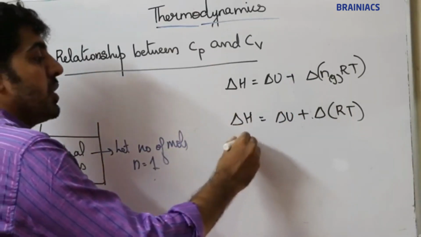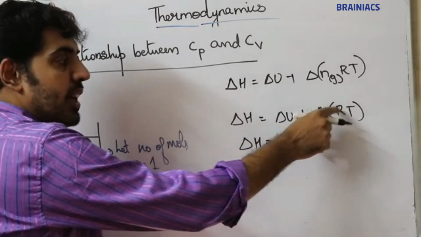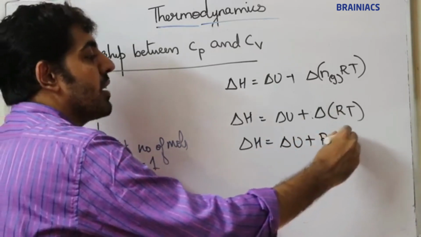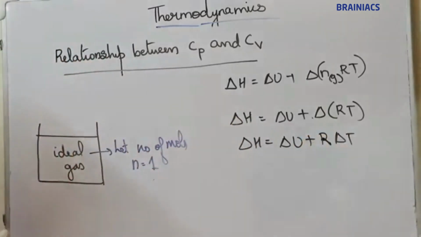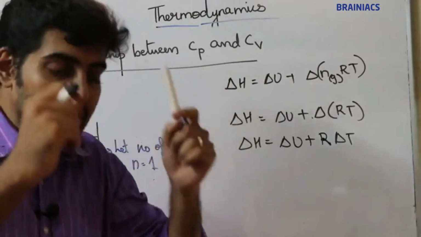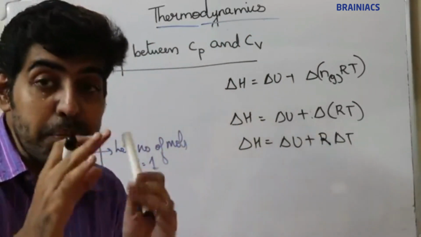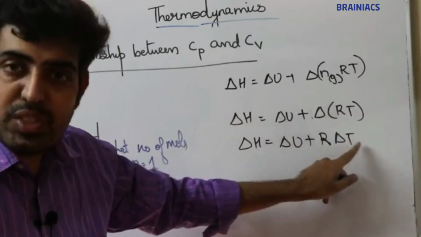Since R is a constant value, you can take this R outside the delta. So you will get delta U plus R into delta T. Here we are not considering temperature as constant. Please listen to that point. We are not considering isothermal condition. There is a change in temperature.